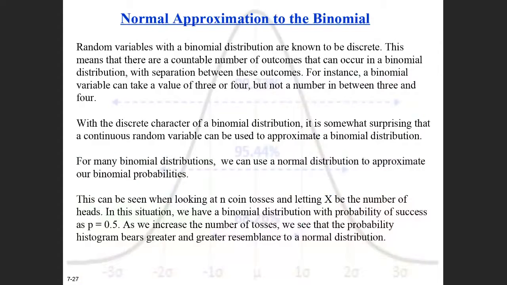Normal approximation to the binomial. So random variables with a binomial distribution. Who can tell me what a binomial distribution is? Anybody? Anybody awake from the last class? Or sorry, the previous class to that. What's a binomial distribution? What does bi mean? 2, right? So what is a binomial distribution?